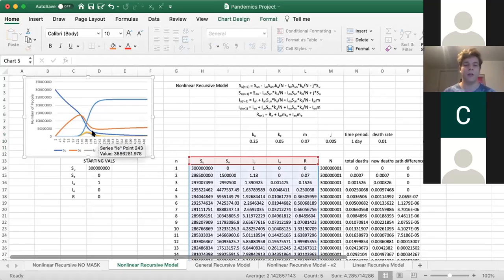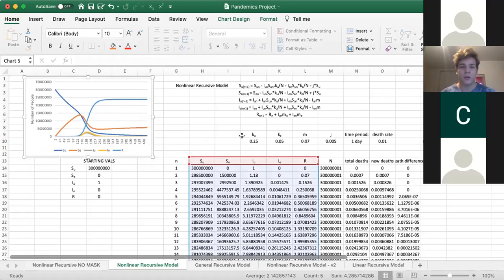So as you can see here, under these parameters, the removed group is going to flatten out around day 217-ish. And this basically is when herd immunity happens. So when enough people have been placed into the removed population for the virus to be unable to spread.